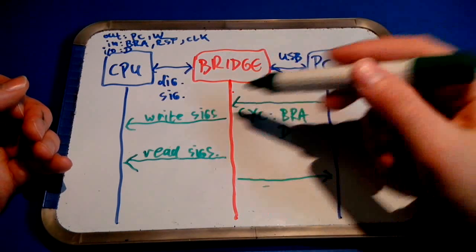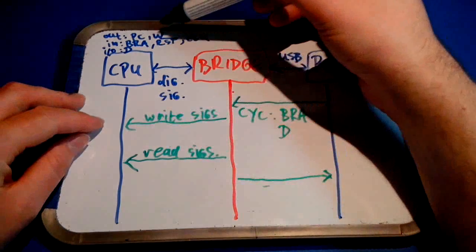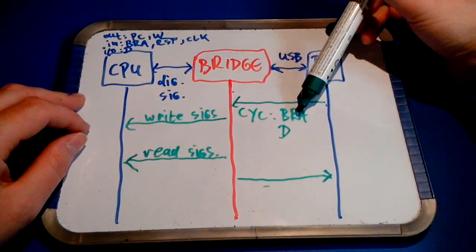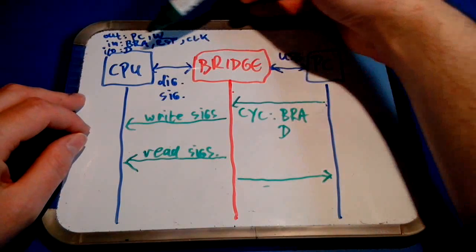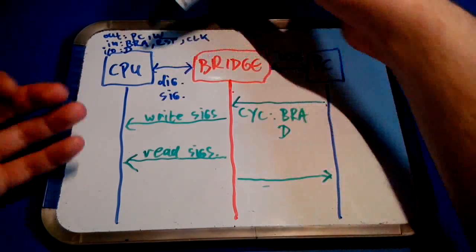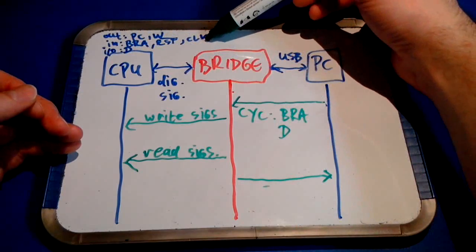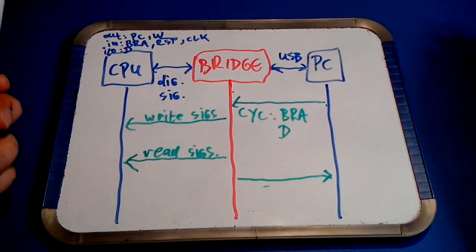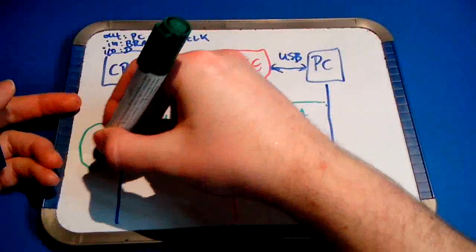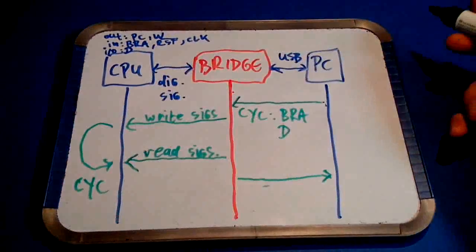So what the bridge does in response is again write the signals. It would set the branch input to the value it just received. It would drive the data line towards the CPU with the value it just received, and it would issue clock cycles. In response, the CPU would perform one instruction cycle.